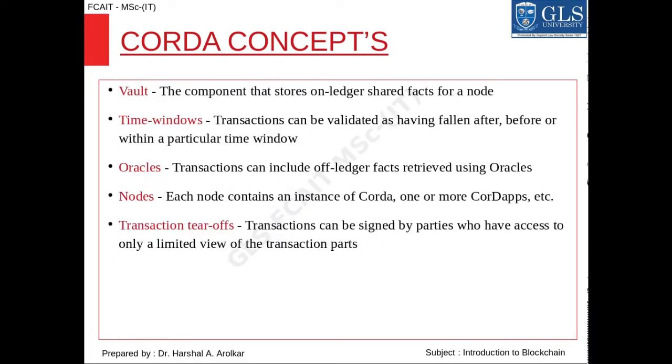The next concept is vault. It consists of a ledger or a set of ledgers which is stored on a node. Then we have a time window which can be used to validate a transaction. Then we have oracles. These are services that can be used for signing. Then we have nodes, wherein each node can contain an instance of Corda, and one or more Corda apps. Then we have transaction tear-offs, which can be used when we want a party to see only a limited portion of the transaction.